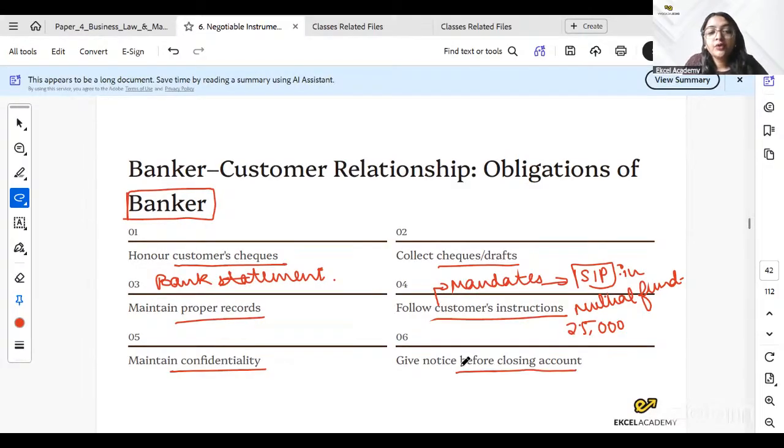And give notice before closing an account. If your account has been defunct for a very long period of time, the bank will tend to close it, but before doing so, it needs to give you a notice that they are proceeding with the closure of your account.